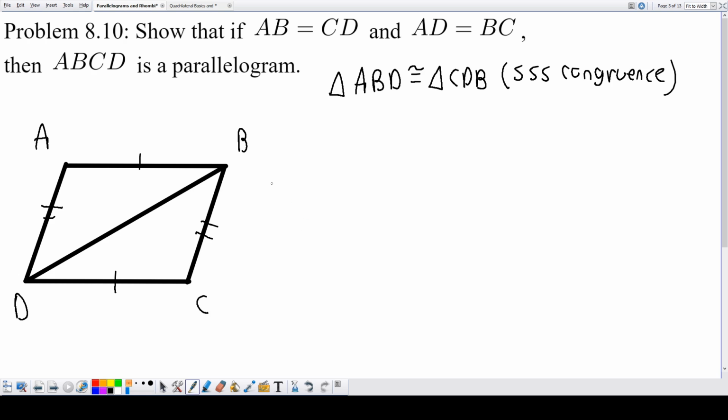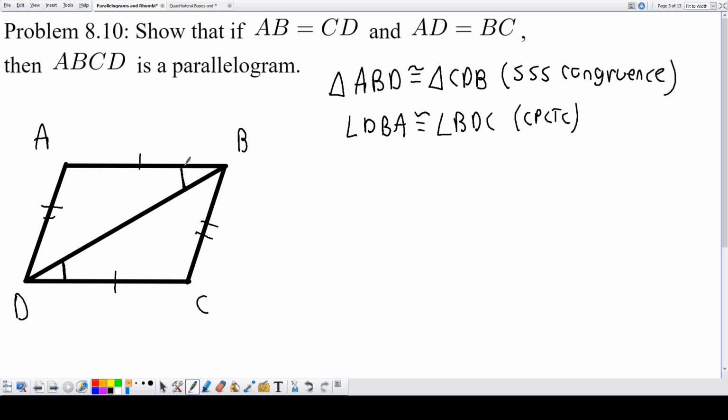Now, how does that help us? Well, it shows that the corresponding parts of the congruent triangles are congruent. So, this angle right here will have to be the same as this angle right here. So, angle DBA, sorry, is congruent to the angle BDC. And that's by that property, CPCTC.